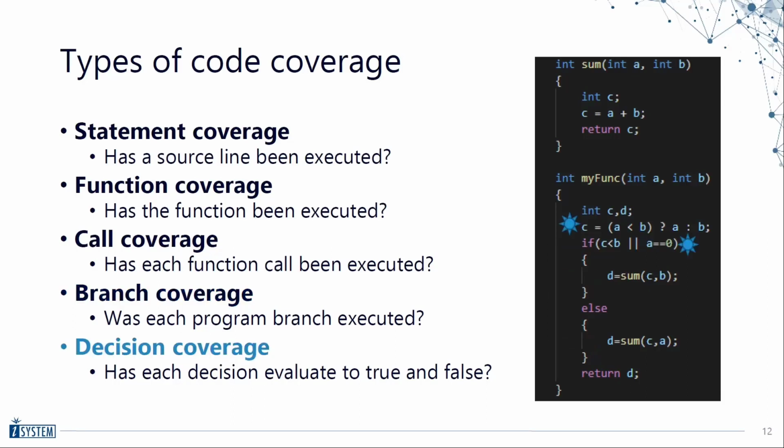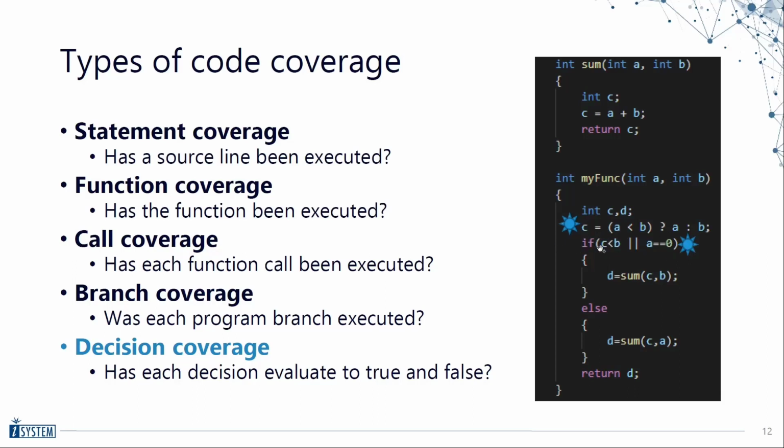And for the last, we have decision coverage that checks that each decision in the program has evaluated to true and false. It's concerned with the decision as a whole, not by different parts of the decision. And here we have two such decisions. One is a ternary operator that conditionally assigns value to a variable c, and the other is the if statement.